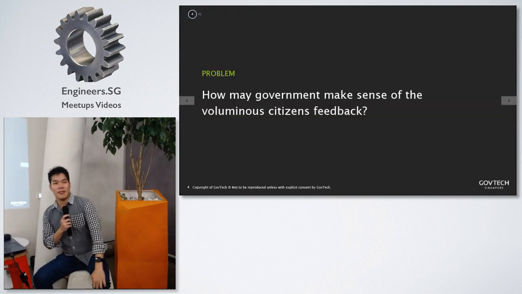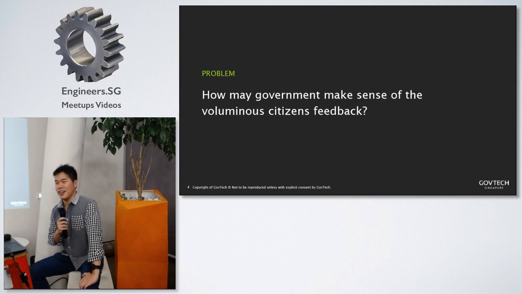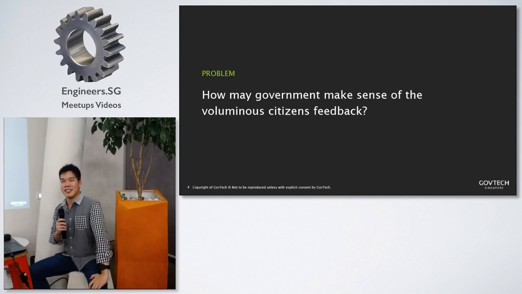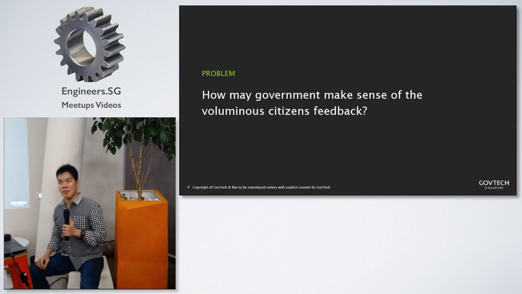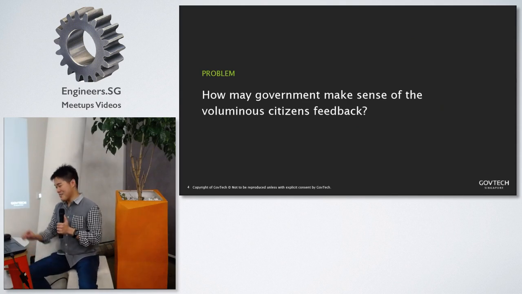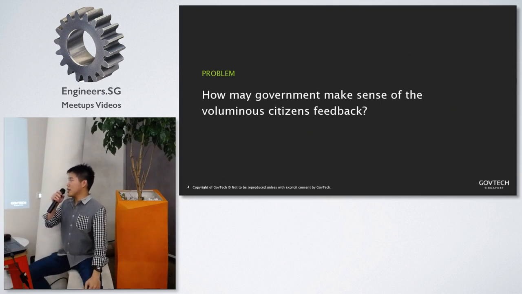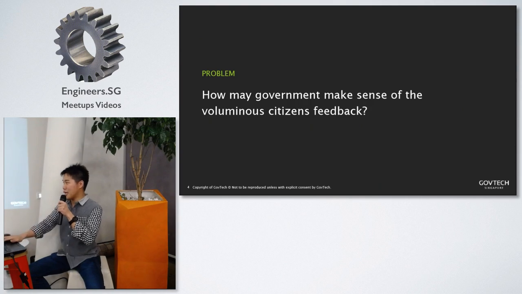So the problem with text analytics, why we are doing it within government, is that we get a lot of feedback from citizens across a lot of agencies. Any feedback channels that you have, there will be a lot of emails. Naturally, citizens, whenever they have problems, they'll kind of complain. So how do we make sense of this voluminous email other than looking through them individually? And that's the whole premise of why we pursued this project, to explore what we can do with citizens' feedback across the government.